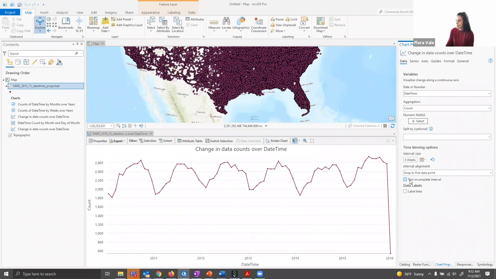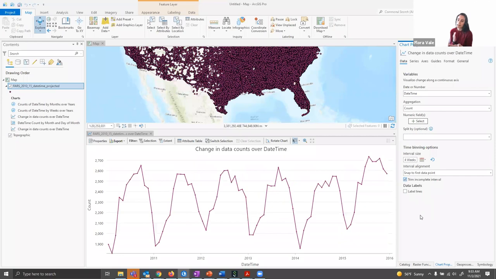If I uncheck trim incomplete interval, it looks like car accidents just took a quick, sharp decline at the end of 2015. But what really happened is, since we're looking at 4 week bins, the last bin goes from December 25th, 2015 to January 22nd, 2016. But our data ends on December 31st of 2015. So we have 22 days in January that we just don't have any data for that are empty. So it looks like there's zeros when in fact, we just don't have data. So if we trim this incomplete interval, it removes that last little bit of data so we don't have that misleading drop in our counts.